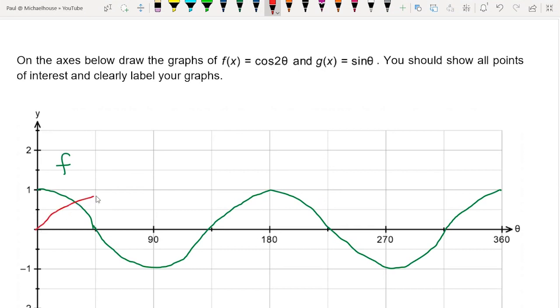It's positive in the first quadrant, gets up to a maximum of 1 at 90 degrees, gets down to 0 at 180 degrees. It gets down to its minimum at 270 degrees, and then back up to 0. So this would be f. This would be g.